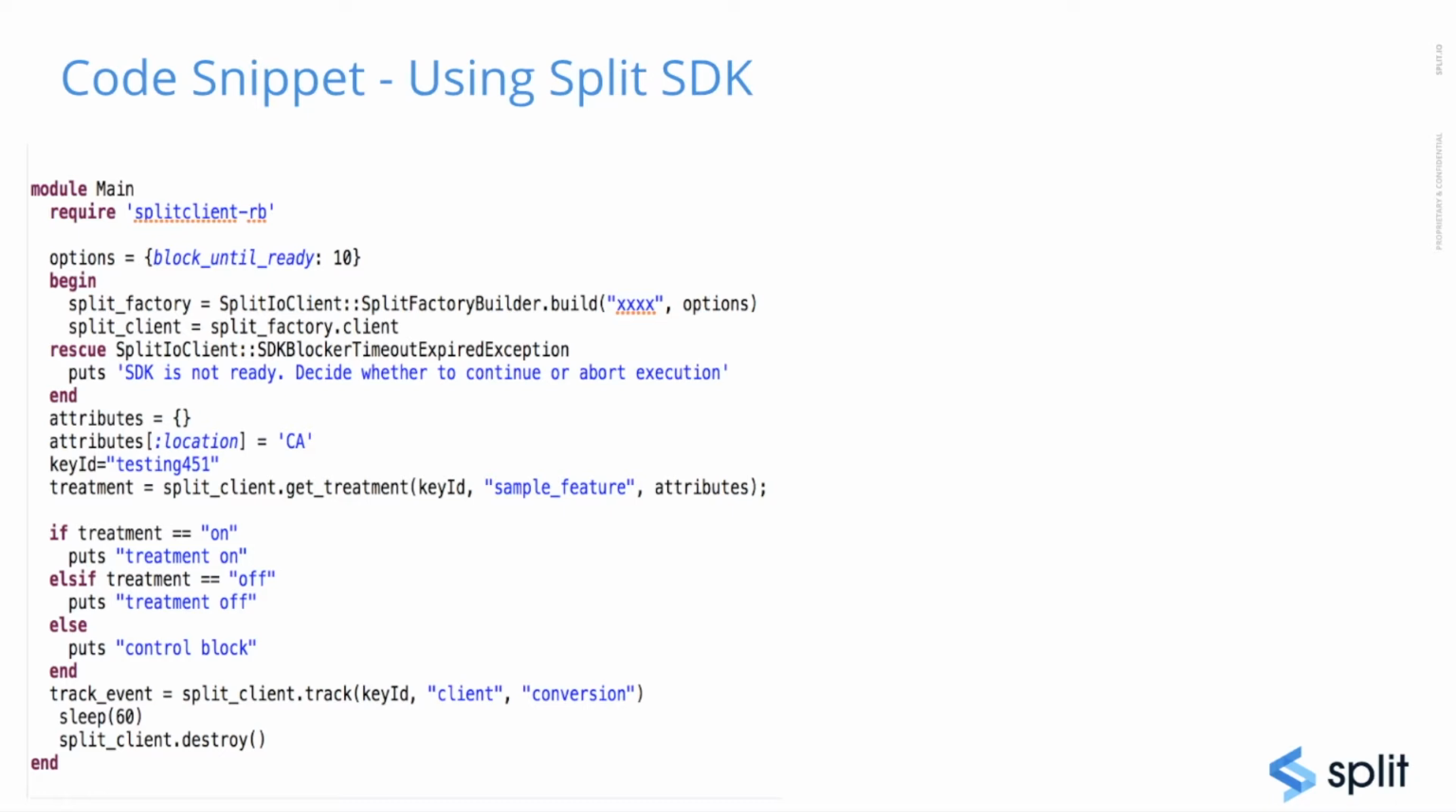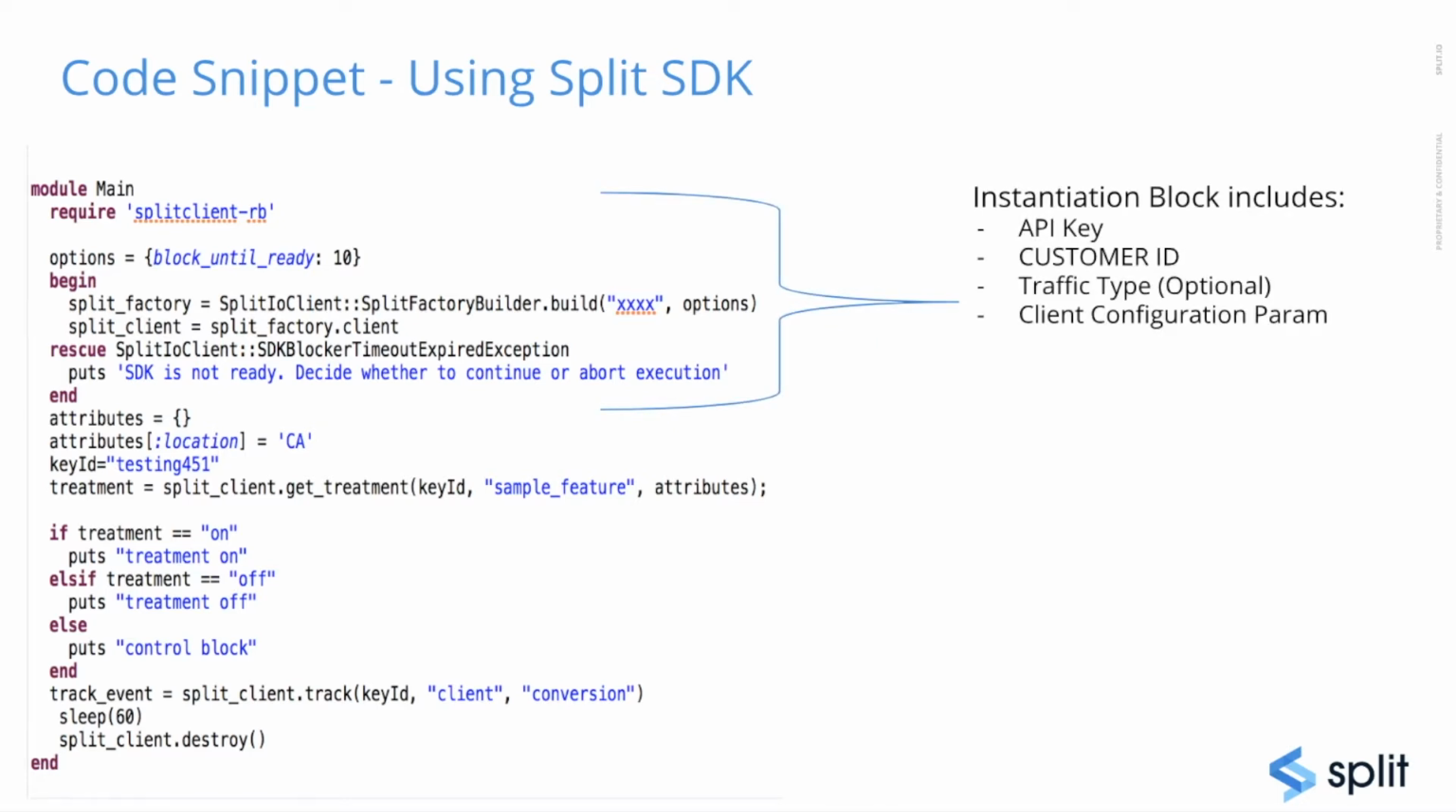So here is a code snippet showing how to use the Split SDK to send events, and in this example we're using Ruby. First we have to create the factory object, and we initialize the factory object using the SDK API key. Then we pass whatever options we need, like for example the timeout or block until ready. And then we can initiate the client object.